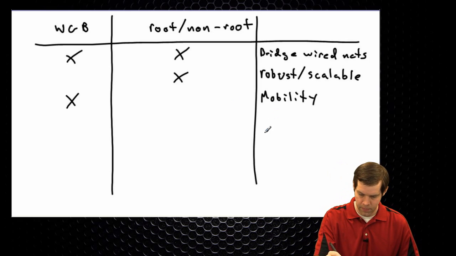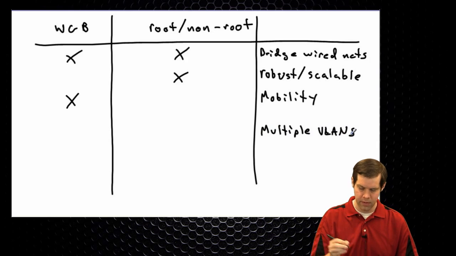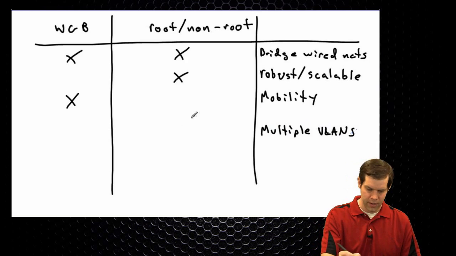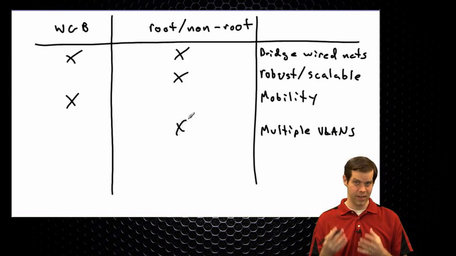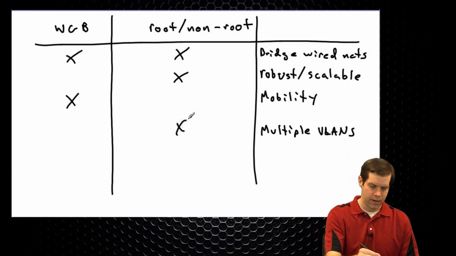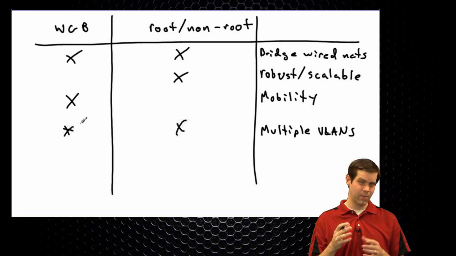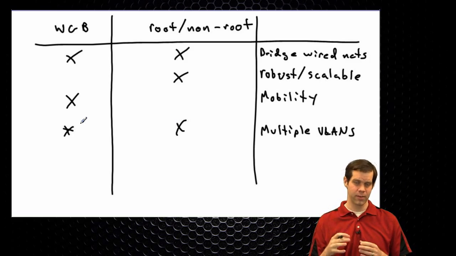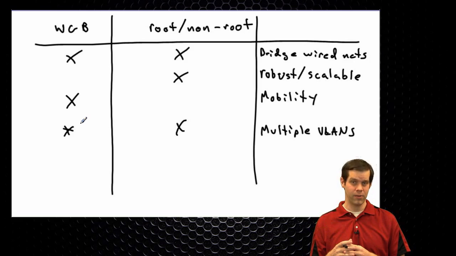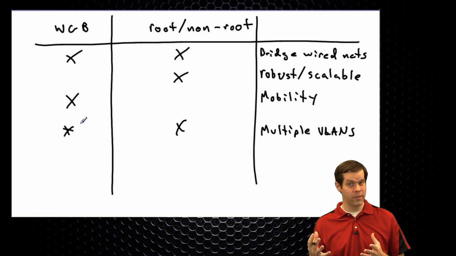VLAN support, multiple VLANs. If you need to support multiple VLANs across your bridged connection, that's definitely a forte of the non-root bridge. It inherently does this automatically. Now the workgroup bridge can do it as well, but most of the time we use these as one VLAN type solutions because we are doing a lot smaller deployments, and there's additional configs you need to do just to turn this on. By default, it only supports one VLAN. So while you can support multiple VLANs on both of them, really that's a forte of the non-root bridge.